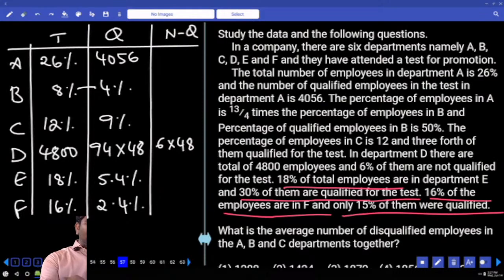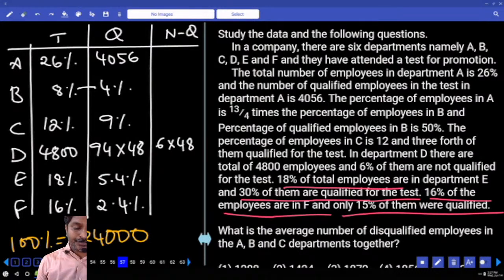Okay. How do you get the total? Let's see. 12 plus 8, 20. 20 plus 26, 46. 46 plus 16, 62. 62 plus 18, 80. The remaining must be equal to 20%. Then 10% is 2400, so 100% is 24,000. What is 1%? 240. To convert these values into numbers, you'll have to multiply with 240.